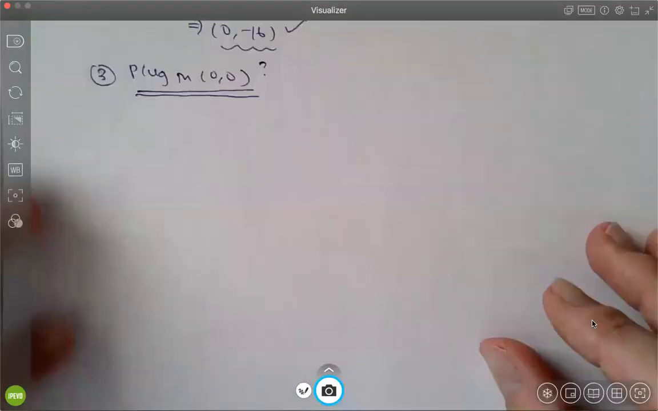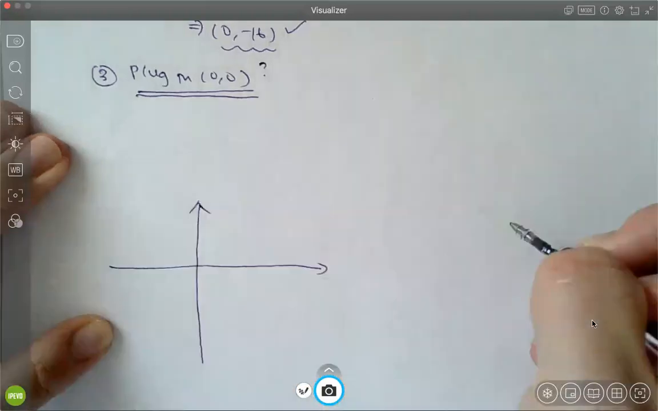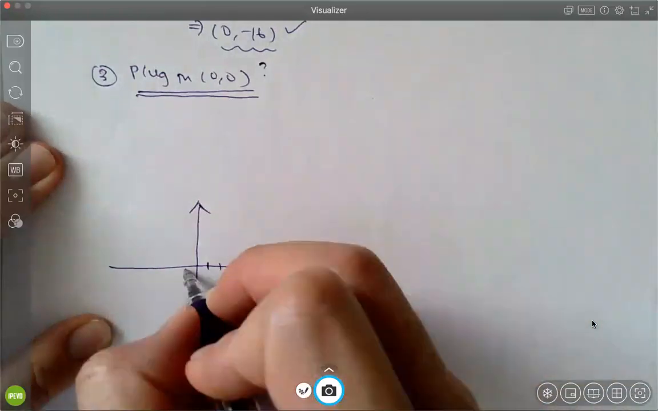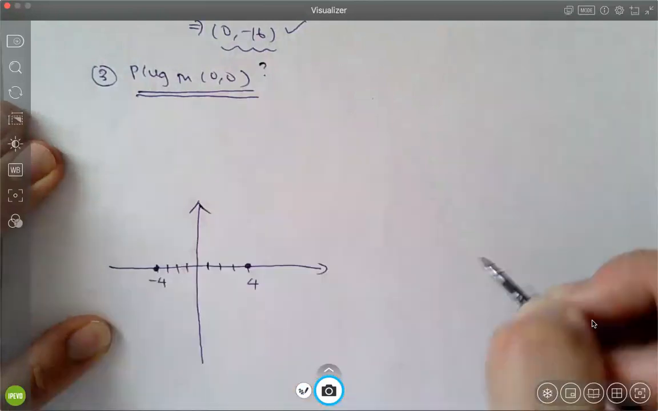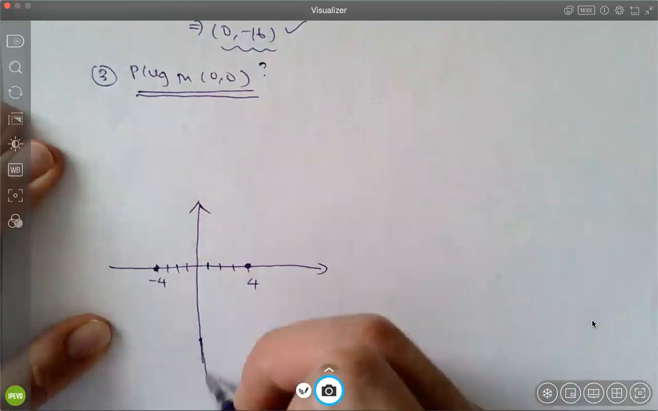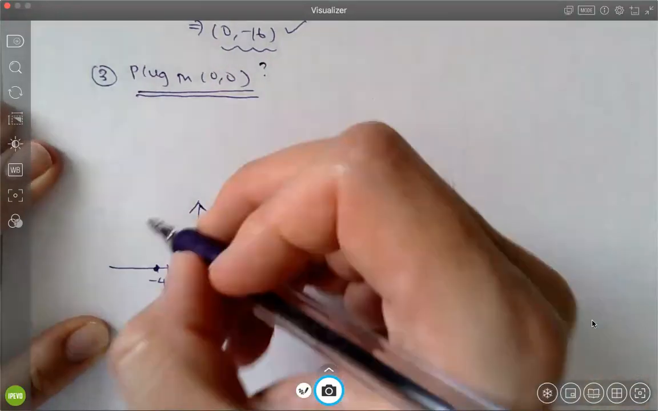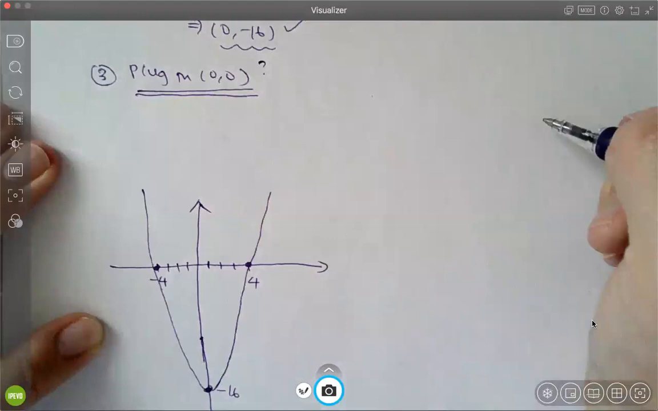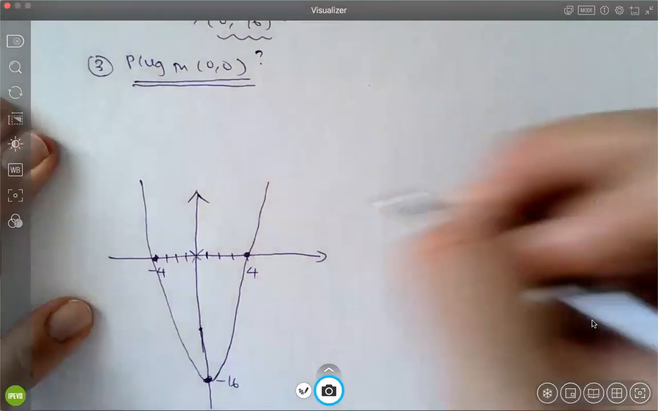So it passes (4, 0). So 1, 2, 3, 4, 0. And then (-4, 0). Okay, so right there. And then (0, -16) is where? Like way down here, right? Okay, so how does the graph look? Something like this, right? Okay, and it's a solid parabola. So where is the (0, 0)? Oh, it's not on the boundary, so that's good, right?